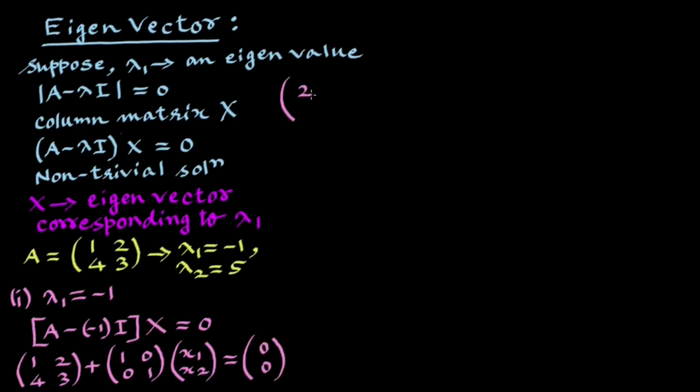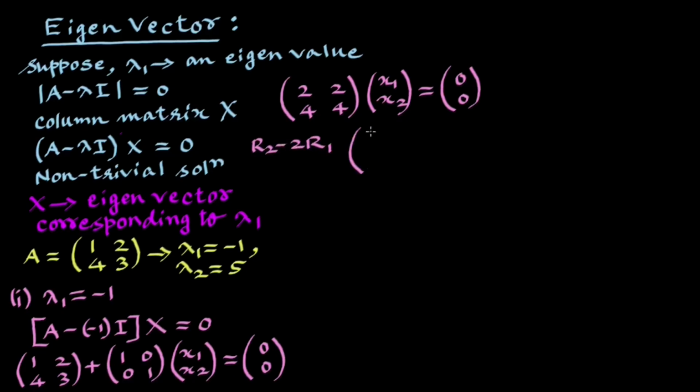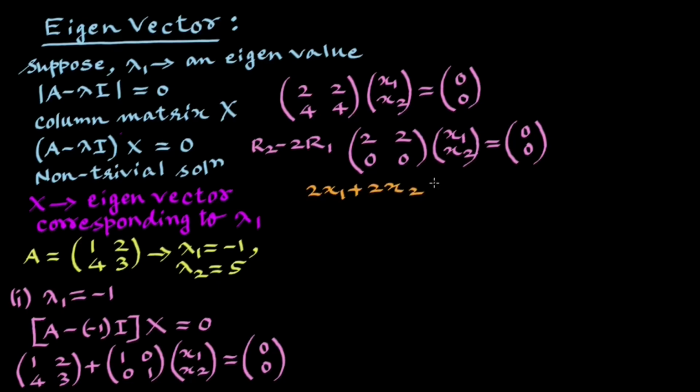Now 1 plus 1, 2, 2, 4, 4 into x1, x2 equals 0 matrix. For converting coefficient matrix into row echelon form, we will perform R2 minus 2R1 giving us 2, 2, 0, 0. Rest remaining the same. We will get 2x1 plus 2x2 equals 0, x1 plus x2 equals 0.